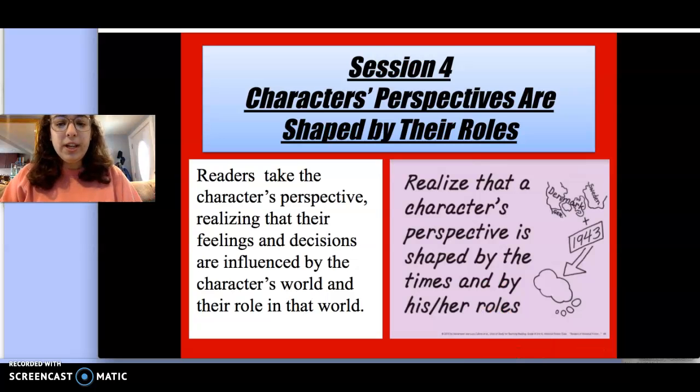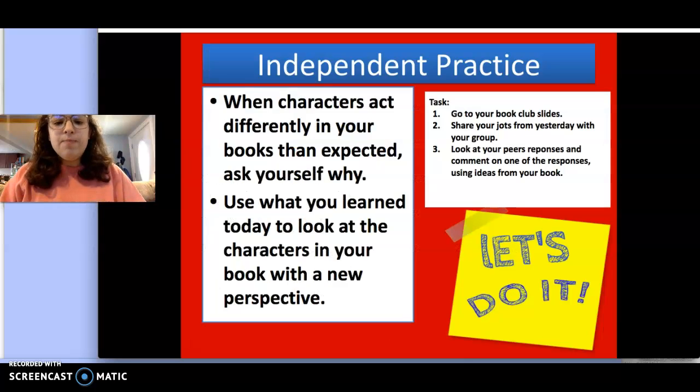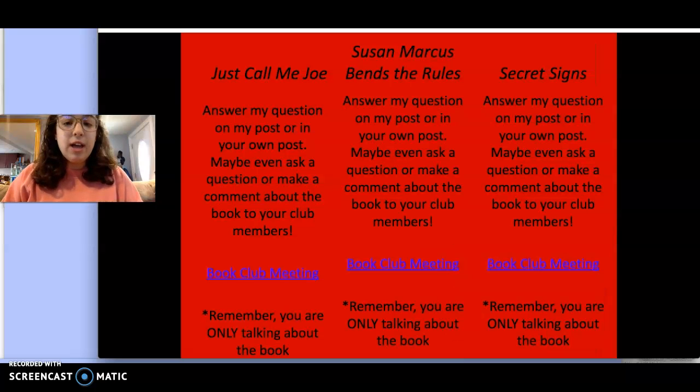So here's what we were looking at yesterday, where you think about the character's perspective shaped by the times and what's going on. So that's your teaching point. That's the thing that you're thinking about. So then your independent work today is for you to go into your book club and to share your thoughts and to share your jots so far. So here's what that last page is going to look like. That's going to take you to your book clubs.